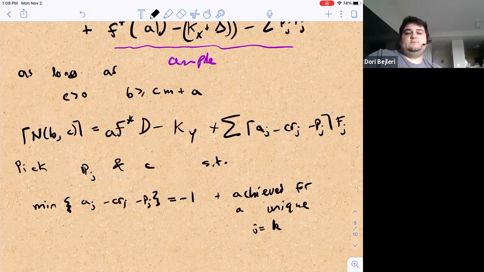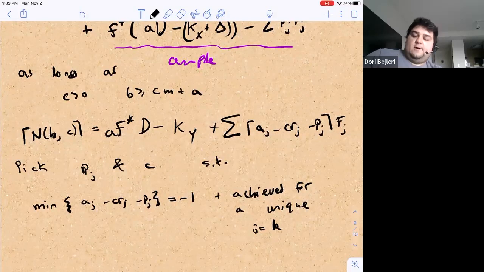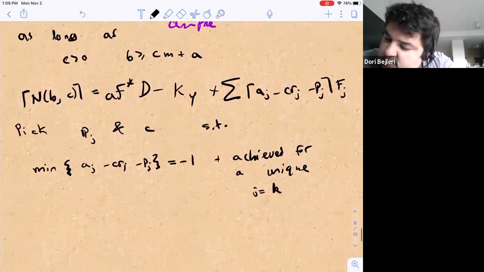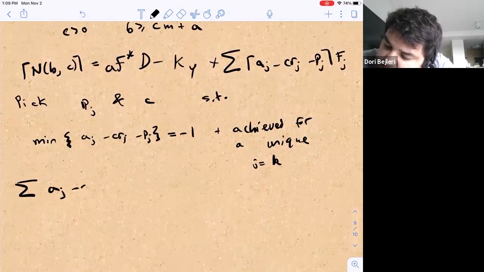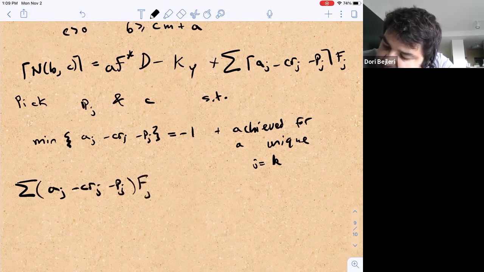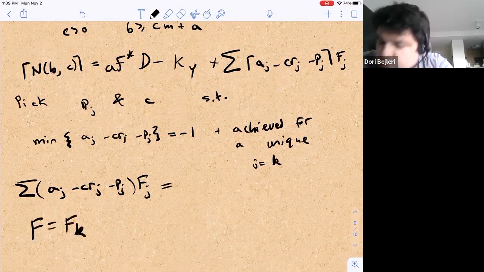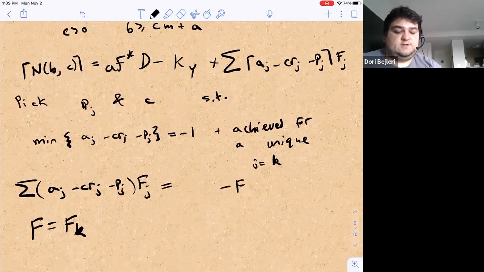Now we have these p's, these very small p's that we have floating around, so we can make this be achieved for a single f. And so now we have that this sum of aj minus crj minus pj fj, we can write it as we have this one piece f equals fk, which is our unique index that hits exactly -1. So we have a minus f, where f is an integral divisor.